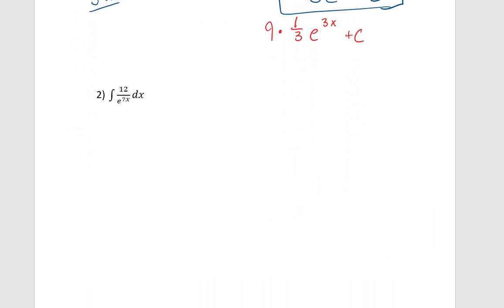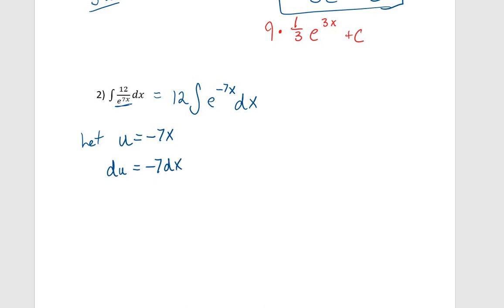All right, now on the next one, I'm going to rewrite this a little bit. I'm going to bring the 12 out in front. And I'm going to rewrite this just because it's in the denominator, I can write it out of the denominator by giving it a negative exponent. Now I'm going to do the same thing I did before. I'm going to do some substitution. So I'm going to let u equal negative 7x. And then when I take the derivative, I'm going to get negative 7 dx. Now I'm going to go ahead and solve for dx since I don't have a negative 7 in front of my dx here. So that's going to be negative 1/7 du equals regular old dx.